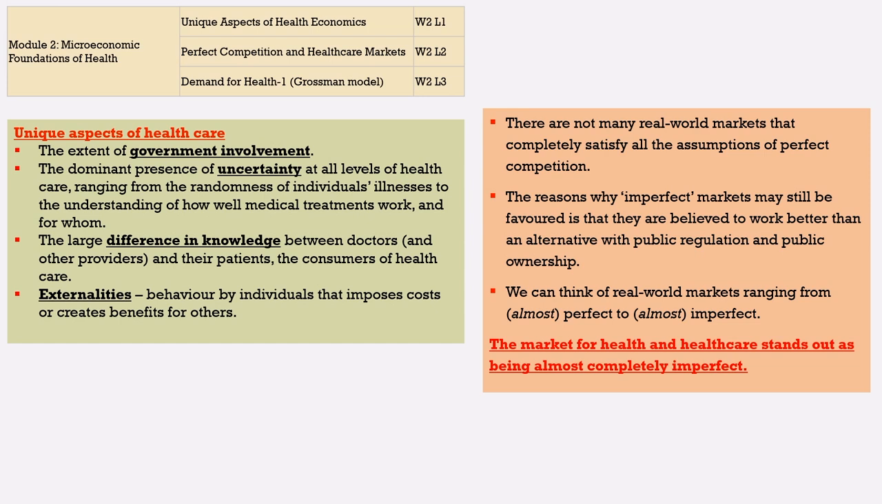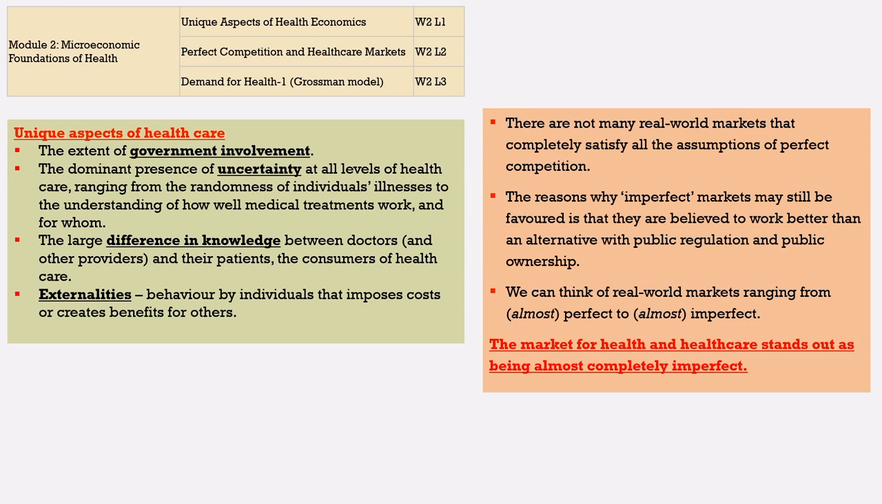Because of this uncertainty, there is a lot of asymmetry of knowledge on the demand side and the supply side. There are large differences in knowledge between doctors and other providers and the patients who are the consumers of healthcare. And then finally, we also saw that health markets are subject to various externalities, which are behavior by individuals that impose costs or create benefits for others. So there are unintended consequences as far as other buyers and consumers are concerned in the healthcare market. There are various kinds of externalities which make the healthcare market a unique market. These are considered the unique aspects of healthcare.